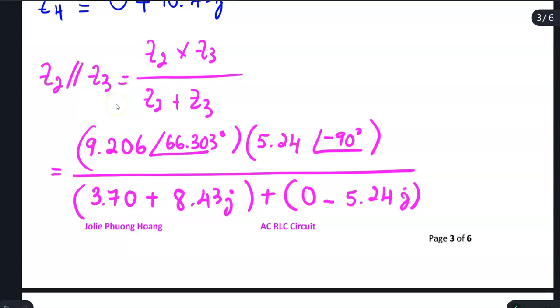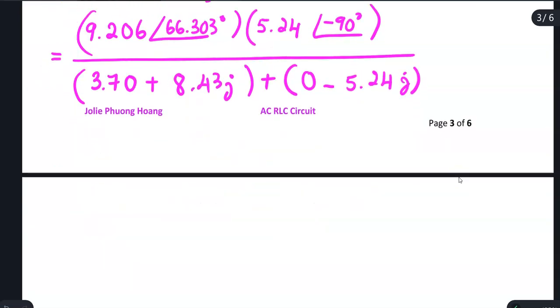I'm using the product of a sum formula for two impedances. Okay, if we have three impedances, this product of a sum doesn't work. It's only applied for two impedances. Okay, Z2 times Z3 divided by Z2 plus Z3. So because I perform the operation of multiplication, I put it here as polar. I perform this operation as addition, so I put the values as rectangular.